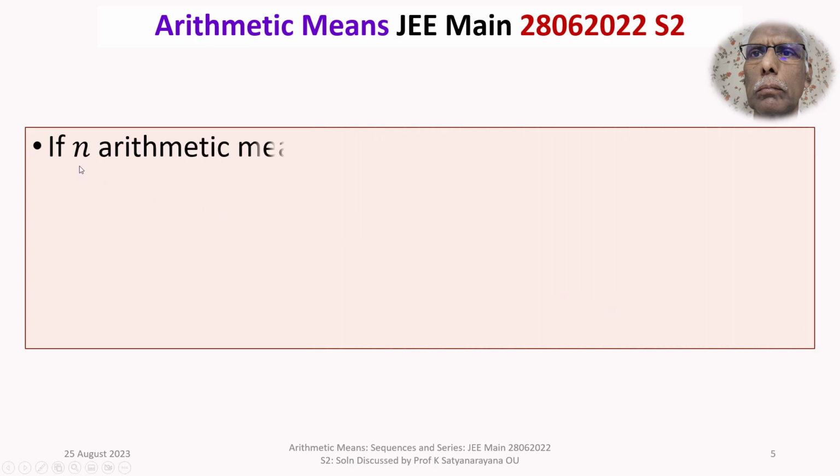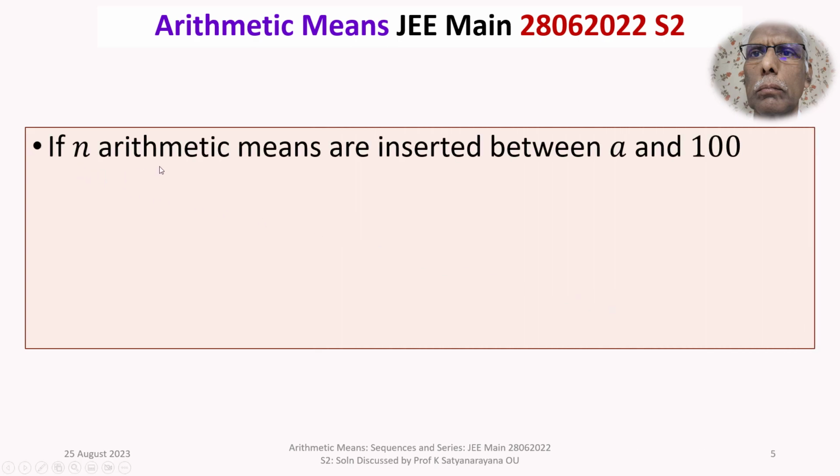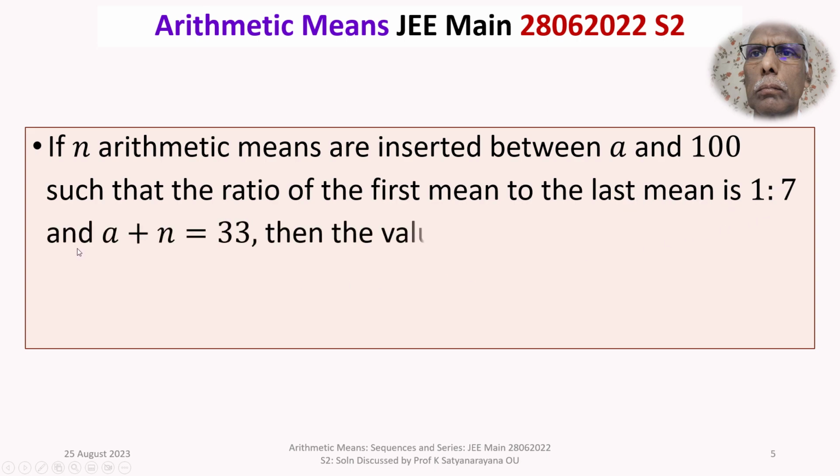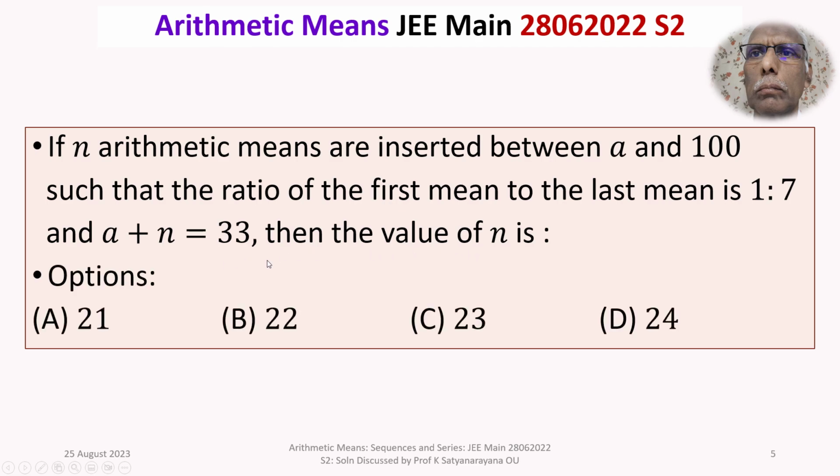The given question is, if n arithmetic means are inserted between a and 100 such that the ratio of the first mean to the last mean is 1:7 and a plus n is equal to 33, then the value of n is. We are given four options. Option A 21, option B 22, option C 23, option D 24.